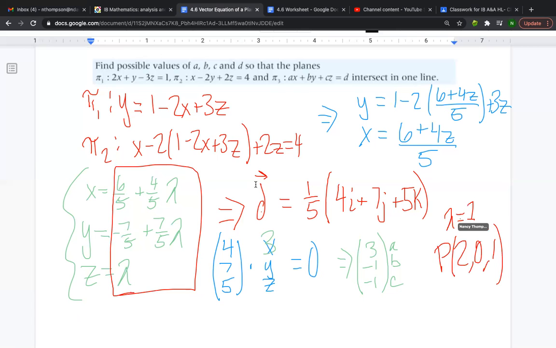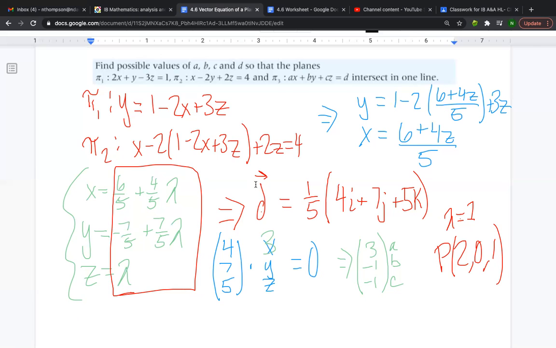But you could plug in any value for lambda that you wanted to. I just think that this was easy. But if you wanted to plug in 0, you could have 6/5, -7/5, and 0 if you wanted to. But I just like this one because it ended in whole numbers. But you can definitely do it with fractions, no problem there.